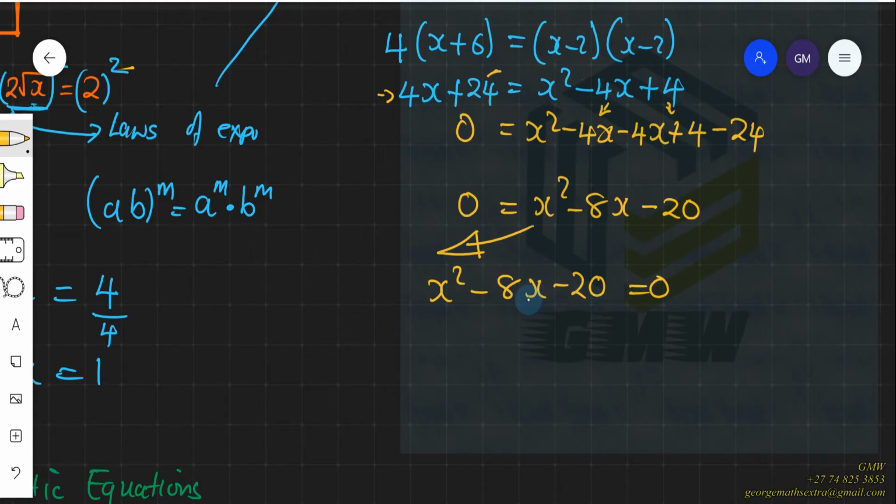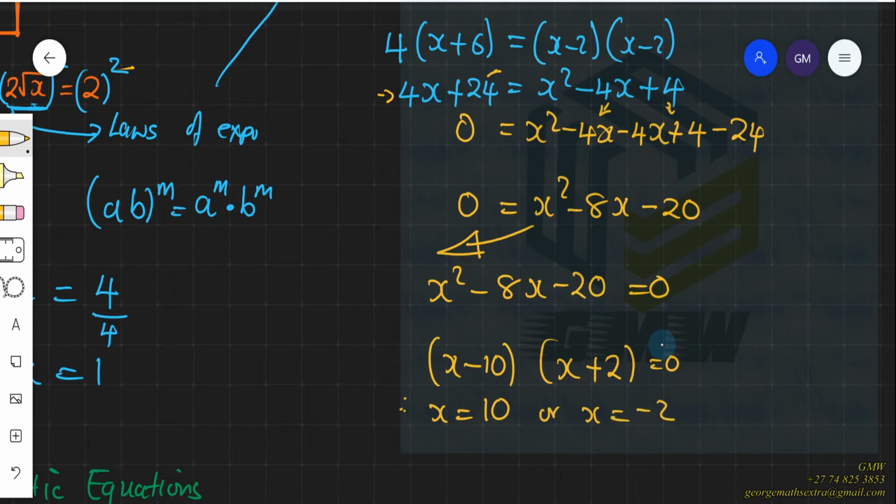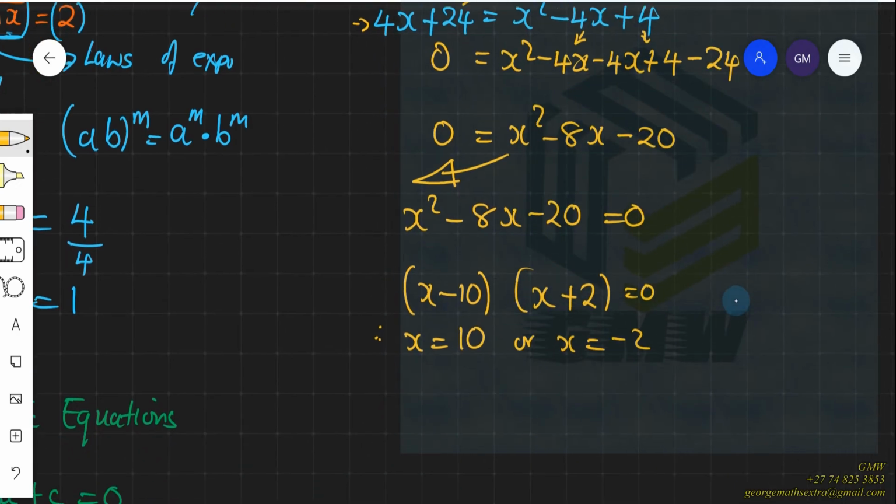To those who remember, this thing here has factors. So someone can simply say x here, also x here, then equals 0. The factors are two numbers that if I multiply, I get minus 20, and if I add, I get minus 8. That will be my minus 10 and my plus 2. Therefore, my x equals 10, or my x equals minus 2. We have now solved the quadratic equation.